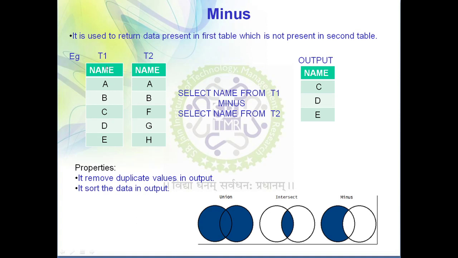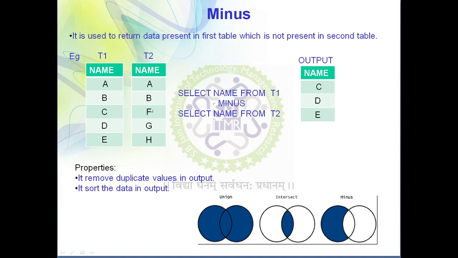So let's take an example. Again we consider the two tables T1 and T2, and here instead of applying union, union all or intersect, we are going to apply the minus operator. Let's see what output we get. We got the output C, D, E. Can you guess why? Because C, D, E are the values which are only present in table T1 but not present in T2. It returns data which is only present in T1 but not in T2. That's why I got the output C, D, E.